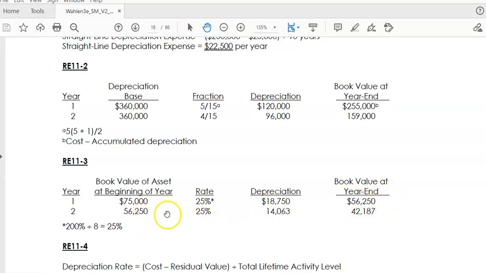So recognize that the book value of $56,250 at the end of year 1 is my book value at the beginning of year 2, and that's what I multiplied 25% by to get to my ending balance of 42,187. So follow that pattern for all the years, but they just showed us the first 2 years.